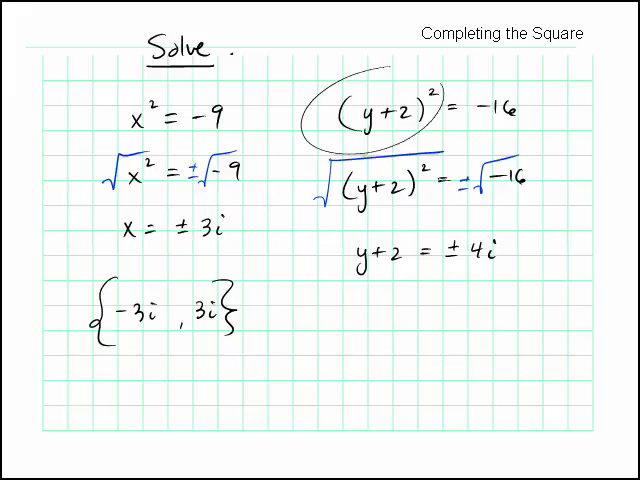Now you can subtract 2 from both sides. Make sure you put the negative 2 in the front of the imaginary number like that. And we've got y equals negative 2 plus or minus 4i. So I have two complex number solutions, negative 2 minus 4i and negative 2 plus 4i.